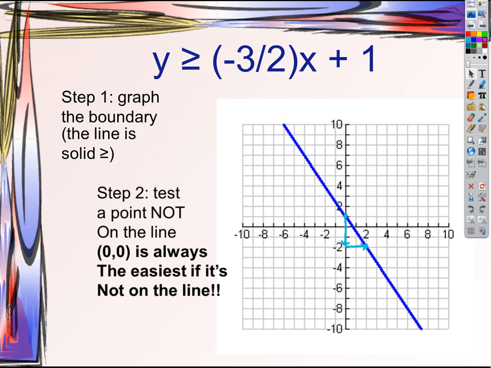Then it's not a solution, so it can't get shaded. Which side has to get shaded then? The other one, right? Shade away. If the test point fails, you shade away from it.